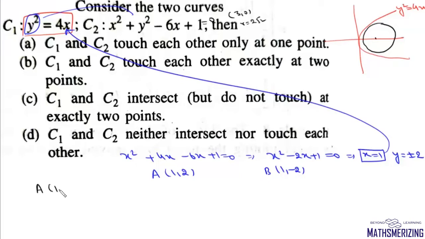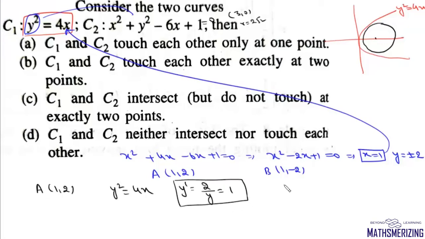So at this point A, which is (1, 2), if we take this parabola, y square equals 4x, we'll differentiate and get y dash as 2 upon y, and y here is 2. So for this parabola, slope is 1.